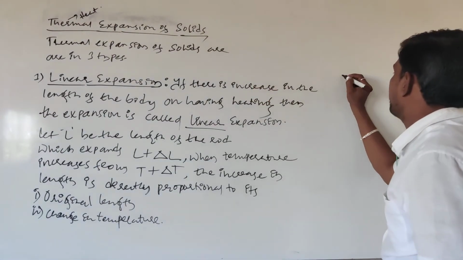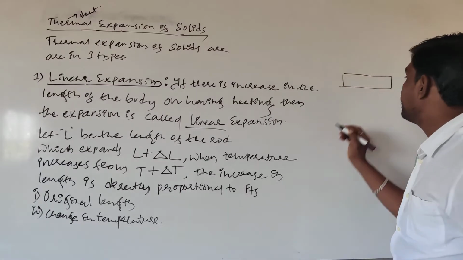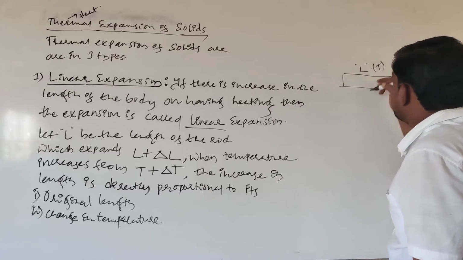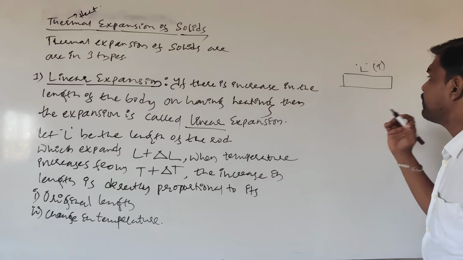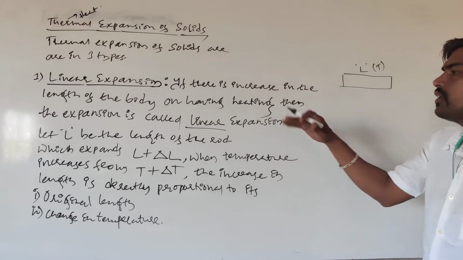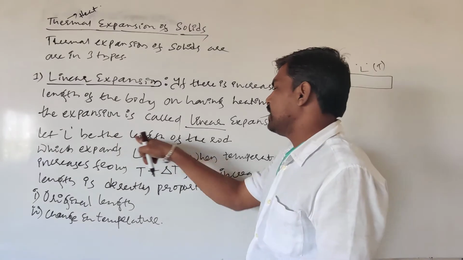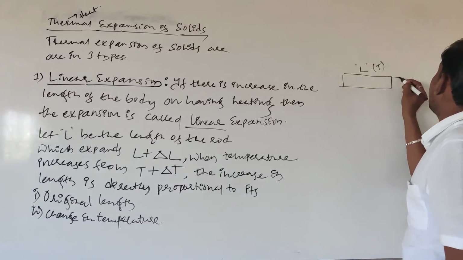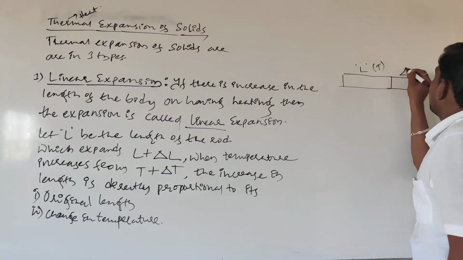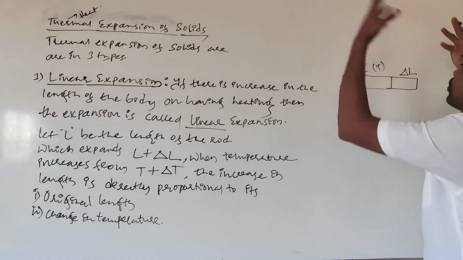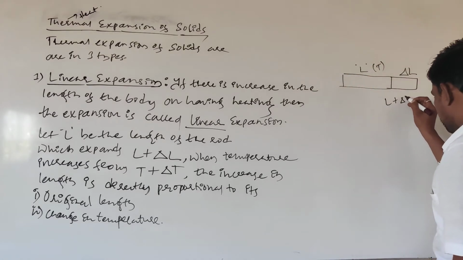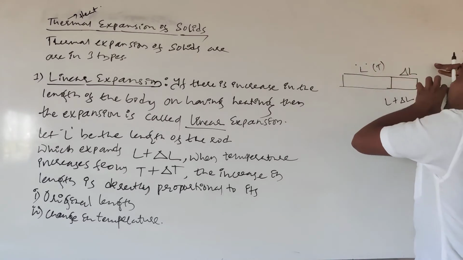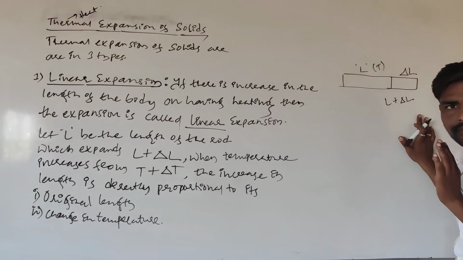See, one thing here very important. If we are going to consider a rod here, its original length is L, and its temperature is T, right? If now we are going to give heat, let L be the length of the rod which expands to L plus delta L. If it expands by delta L, then its total length becomes L plus delta L. Getting my point?